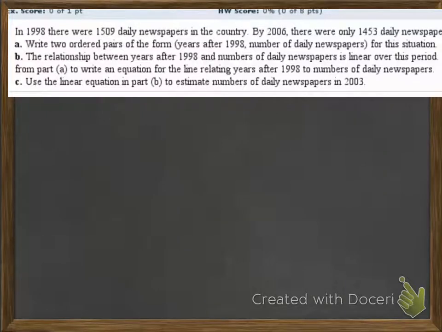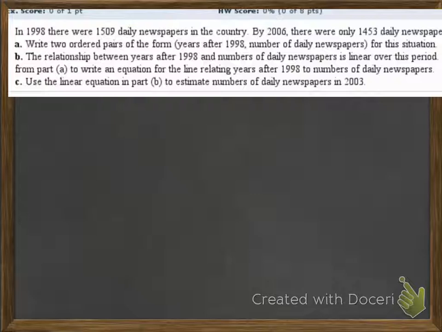We've been talking about finding equations of lines. I would like to look at how we can use that idea to help us estimate an answer in some applied problem. Here in this problem we're talking about the number of daily newspapers. We're given 2 years, 98. There were 1,509 daily newspapers. By 2006 that was down to 1,453.